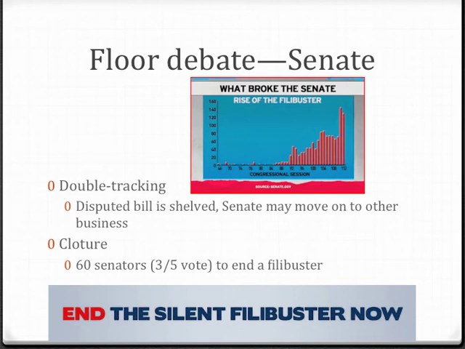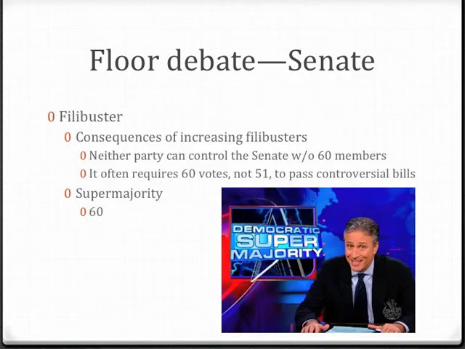The way that you end a filibuster is something called cloture, and it requires a 3/5 vote, which is equivalent to 60 senators, in order to end a filibuster. So you need to have at least 60 members to actually stop a filibuster. If you don't have 60, that person can filibuster as long as they want. All right, so because we have increasing filibusters, which is because of that double tracking, there's a couple consequences. Neither party is able to control the Senate unless they have 60 members from their party. That is extremely unlikely. It hasn't happened in about 4 or 5 decades now. So very, very, very difficult to happen.